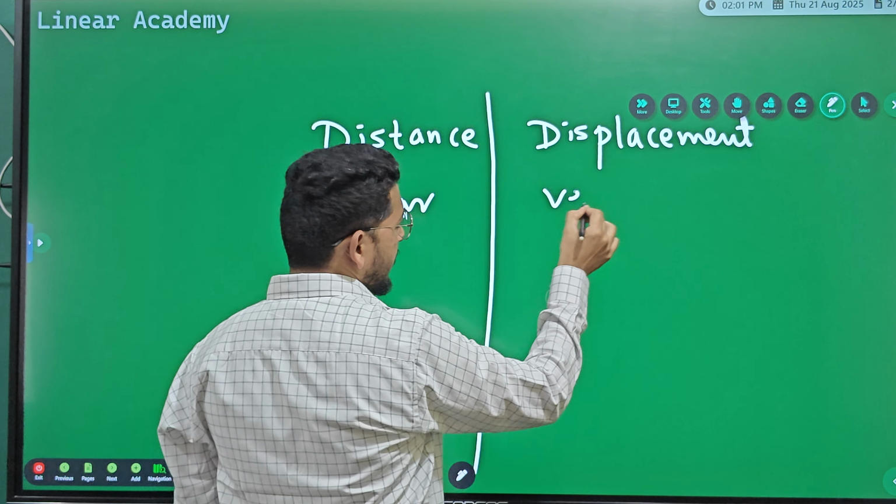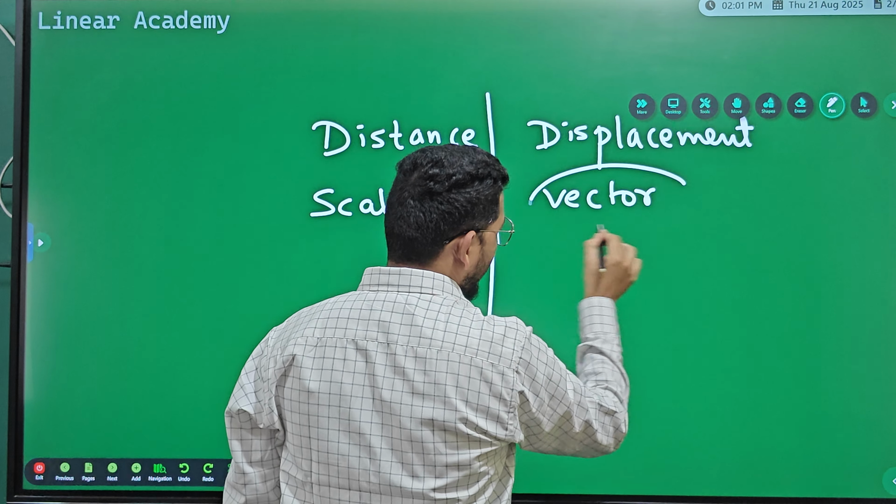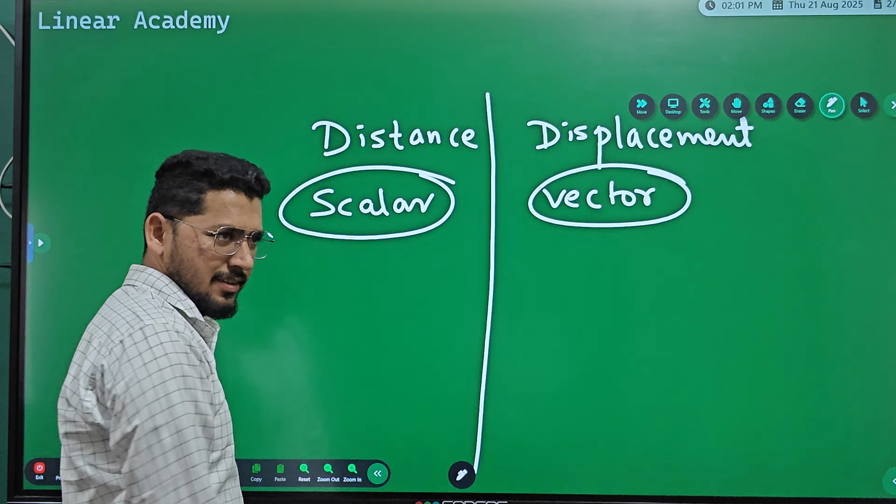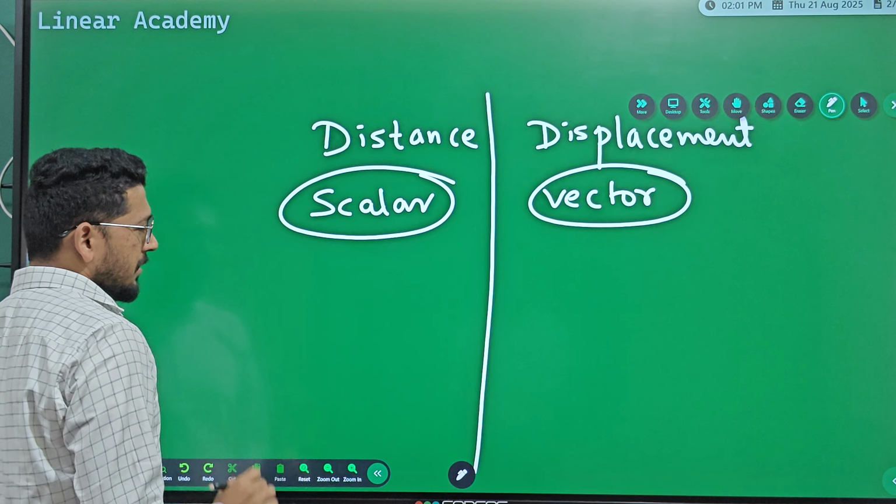It is a vector quantity. Which quantity is it? It is a vector quantity and it is a scalar quantity. Okay.